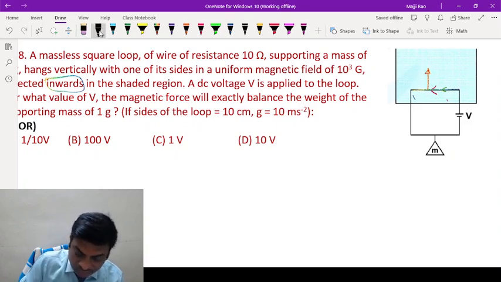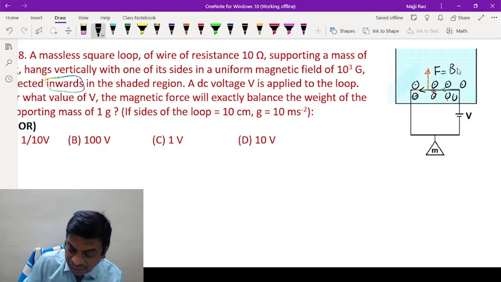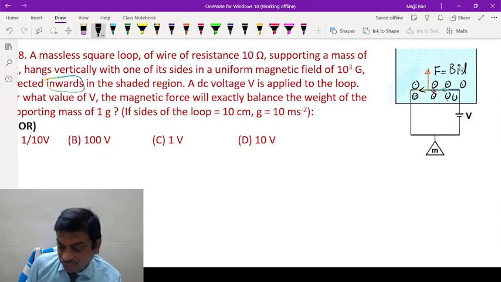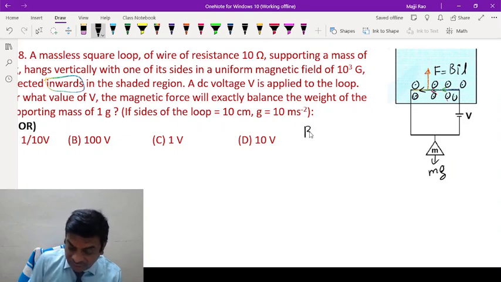So, if magnetic field is along the outward normal and current flows in this way, it will experience a force equal to BIL. Okay, because B, I, and L each are at right angles to each other. B and I are perpendicular to each other. So if this balances this, then we can write B into I into L is equal to Mg.